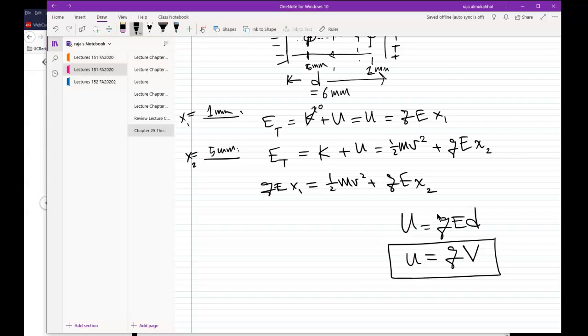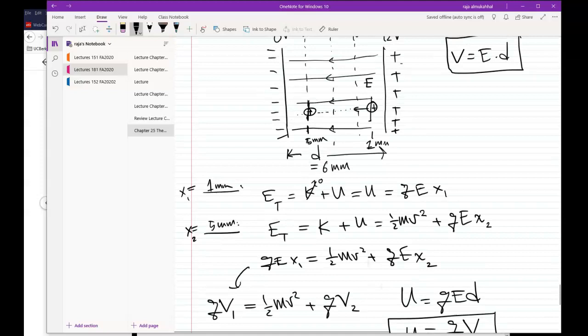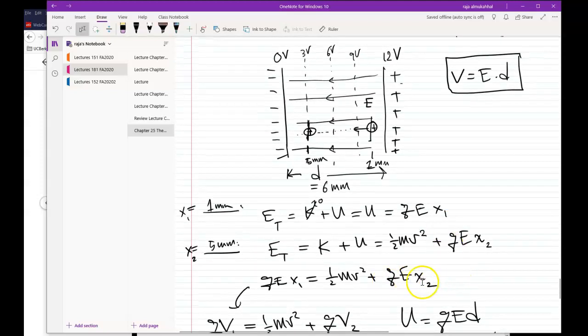So in this case, I can write the total energy as QV1 equals 1/2 mv squared plus QV2. You see what I'm saying? So rather than using electric field and distances, if I have a way of getting those voltages through the distance between the two plates, I can just replace them and be able to get the potential energy.